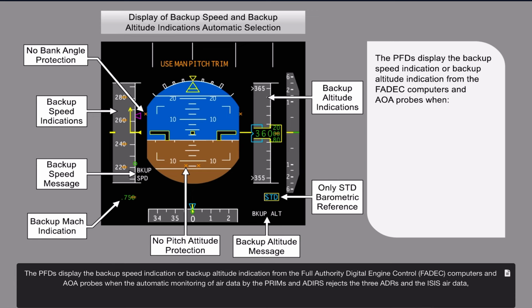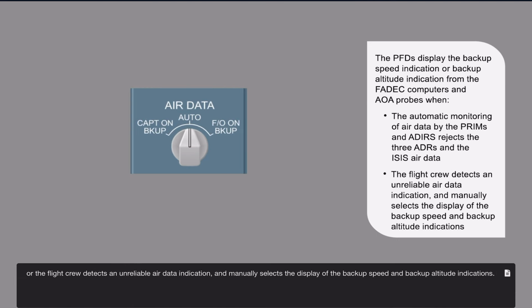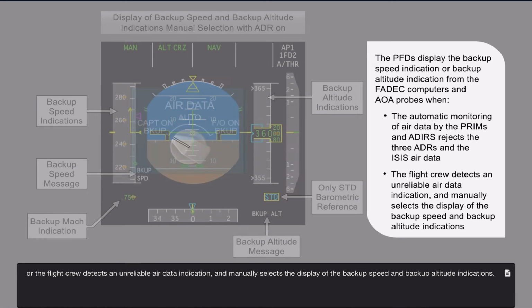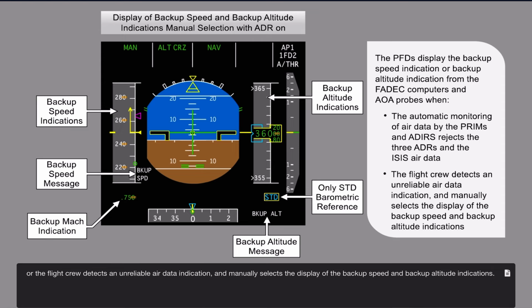The PFDs display the backup speed indication or backup altitude indication from the Full Authority Digital Engine Control (FADEC) computers and angle of attack probes when the automatic monitoring of air data by the PRIMs and ADIRS rejects the 3 air data references and the integrated standby instrument system air data. Or, the flight crew detects an unreliable air data indication and manually selects the display of the backup speed and backup altitude indications.